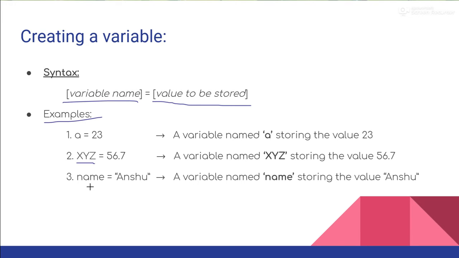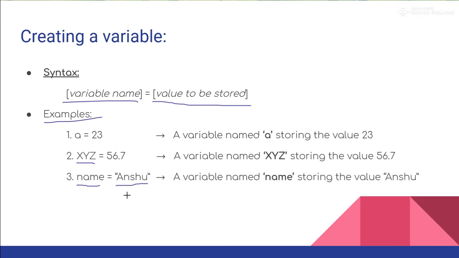In the third example, we are creating a variable, and the name which we are giving to it is itself called name, and we are assigning the value of a text here instead of a number. Yes, we can assign actually any value to a variable. It can be a number, it can be a text, or anything else.